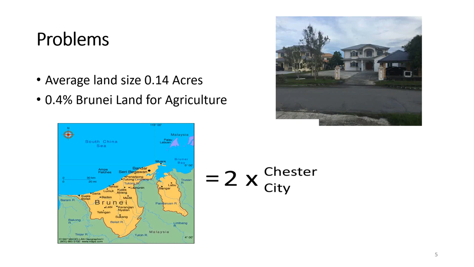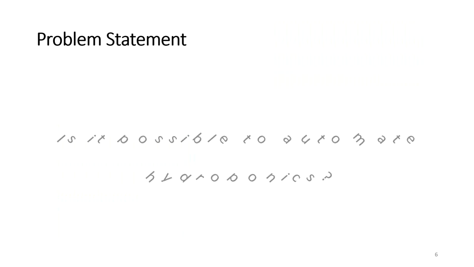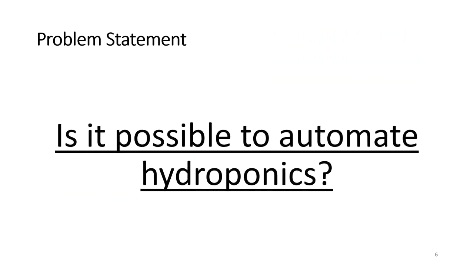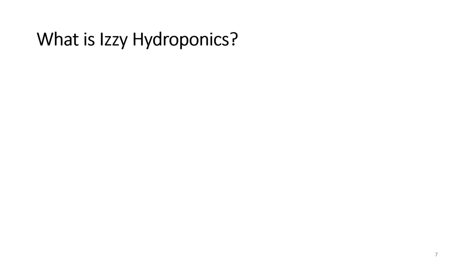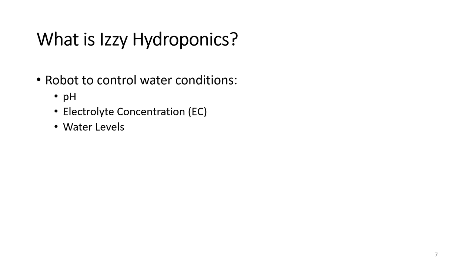This leads to my project. Is it possible to automate the labor-intensive parts of hydroponics? Izzy Hydroponics is a robot that will be maintaining the water conditions of a hydroponic setup, namely the water pH, the electrolyte concentration, which is how much fertilizer is in the water, and maintaining the water levels.